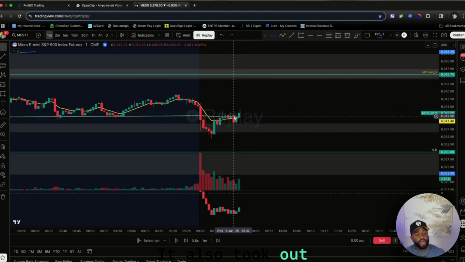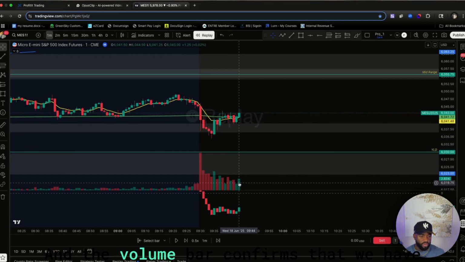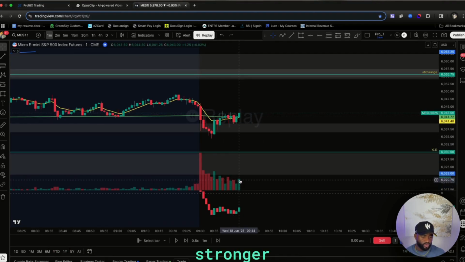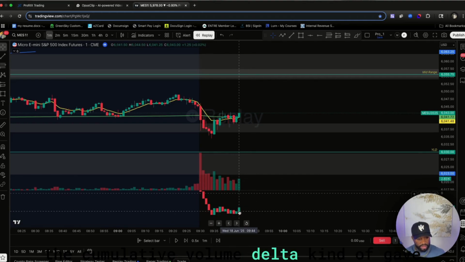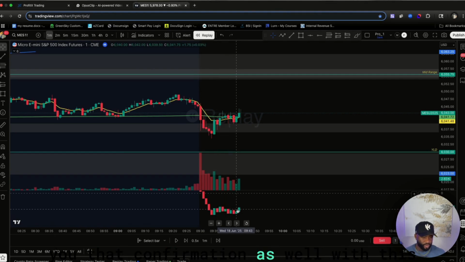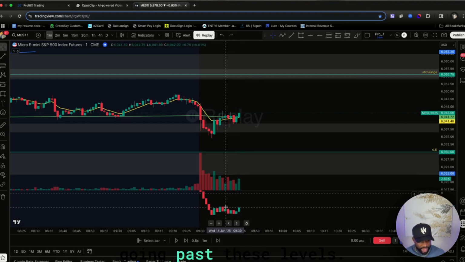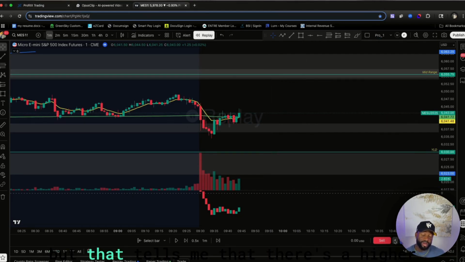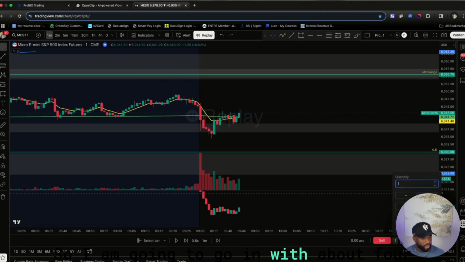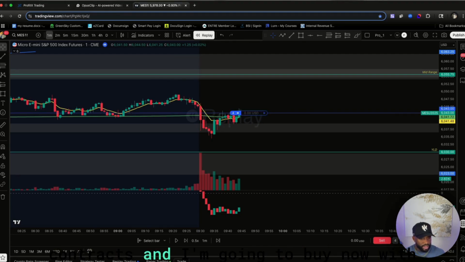It also took out these previous highs right here, and the volume bar shows that we have stronger volume there. CVD, the cumulative volume delta, gave you that confirmation as well with this strong volume, which is now going past these levels. All right, so for me, that tells me there's a higher probability that price will go higher. So I am going to go in with about 4 contracts, and I'm going to buy.